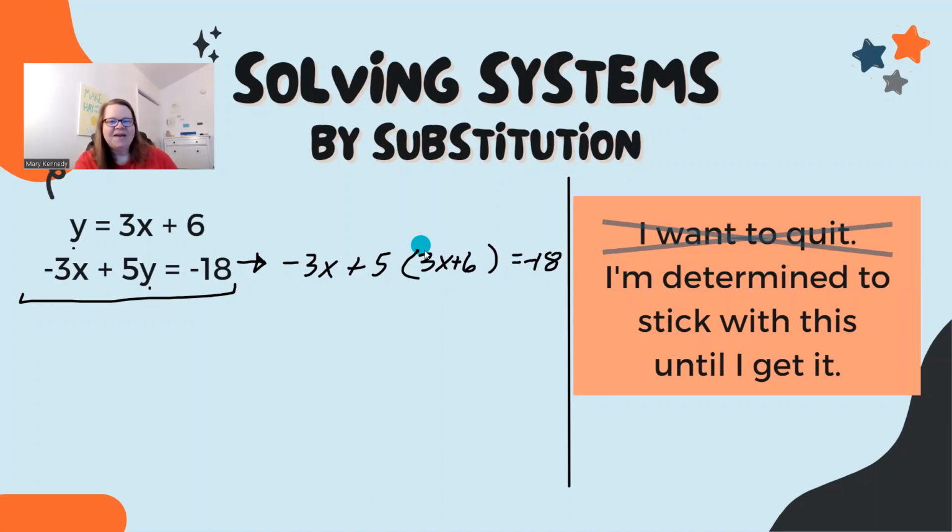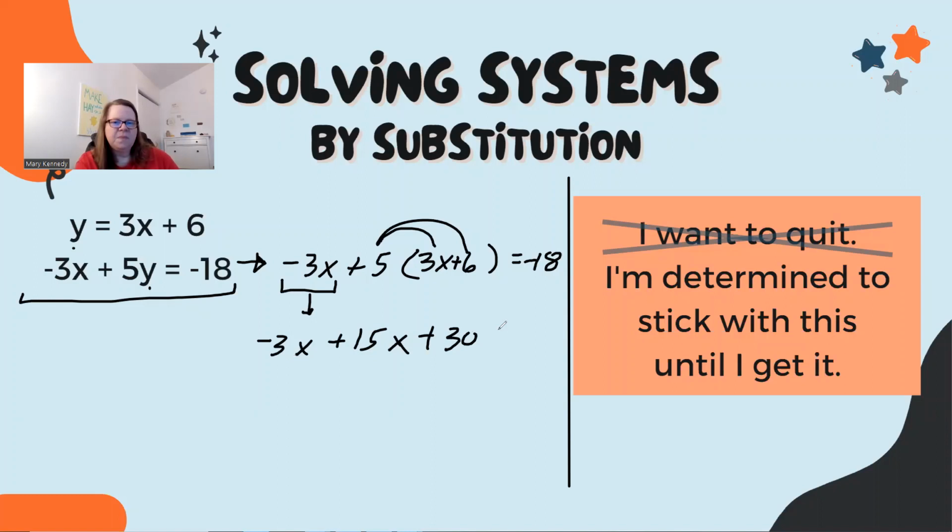So let's go back to the solving. So here I want to deal with the parentheses first. That's going to be my first step. So I'm just going to bring down the negative 3x. Write it down underneath. And now let's distribute. 5 times 3x, that's 15x. And then 5 times 6 is 30. Equals negative 18.